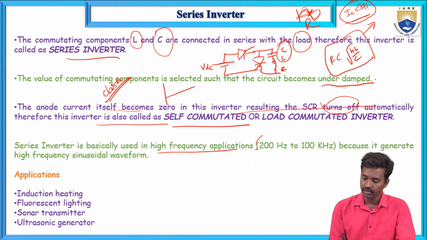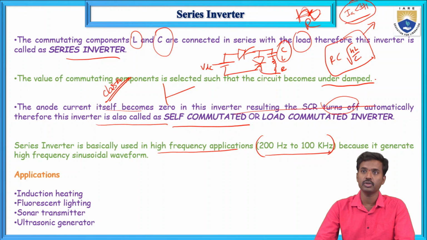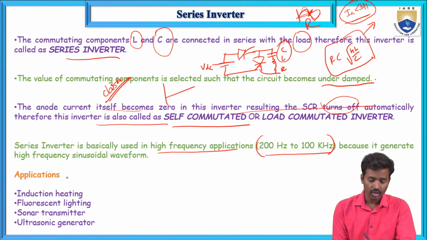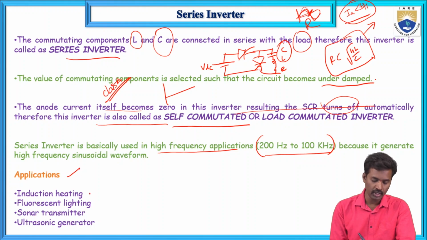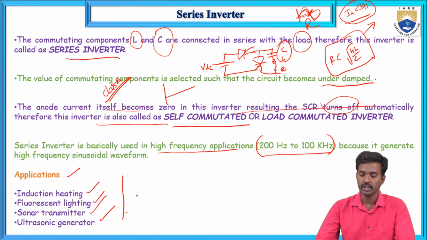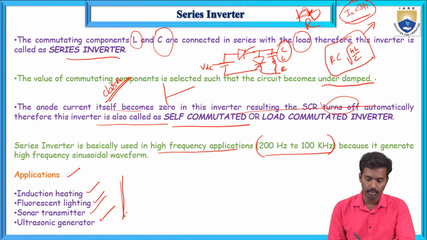This series inverter can be applied for high frequency applications, in the frequency range of 200 hertz to 100 kilohertz. What are the applications of series inverters? It is used in induction heating, fluorescent lighting, sonar transmitters and ultrasonic generators. These are the four applications where we use the series inverter.